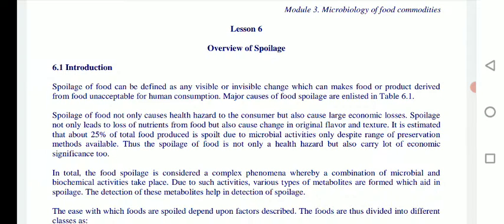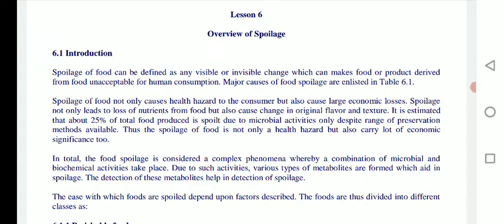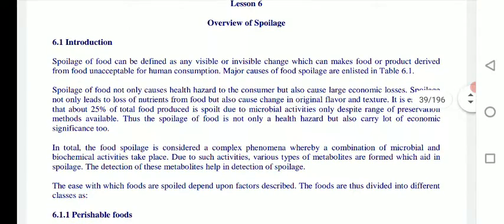So how microbes cause spoilage, and which different types of food are susceptible to microbial spoilage, for example meat and poultry products, then bread, fruit and vegetables, then eggs, seafoods and canned foods. So we'll see spoilage of these kinds of food, but before starting we'll see some basic overview of spoilage. Spoilage of food can be defined as any visible or invisible change which can make food or a food product derived from food unacceptable for human consumption.